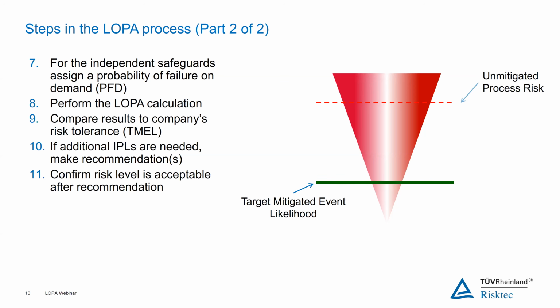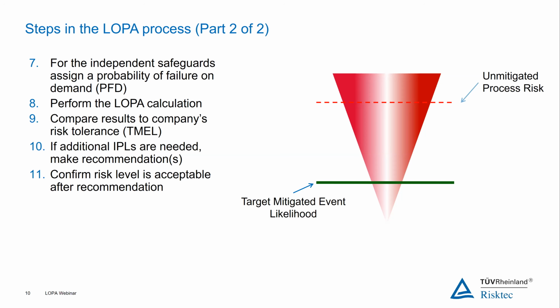So the next few stages that we'll discuss are the steps in the LOPA, part 2 of 2. You can see here on the right-hand side a visual representation, the upside-down triangle. You can see the unmitigated process risk, and down here the target mitigated event likelihood, that is our TMEL. The unmitigated process risk here is our initiating cause frequency. What we need to do within this process is get down from that red dotted line to the green line here.